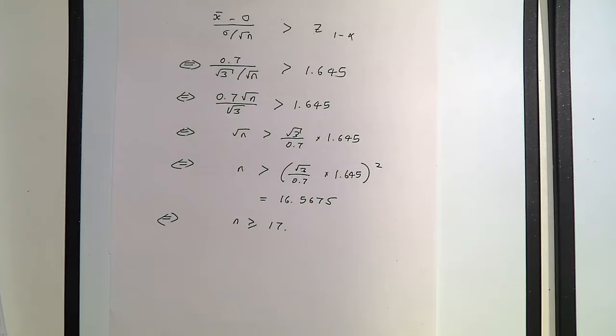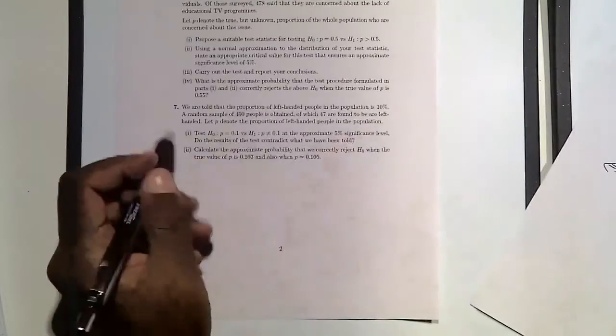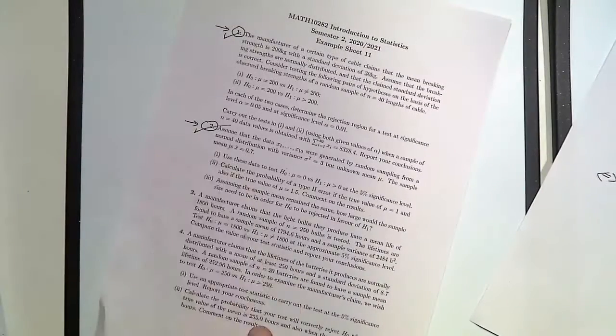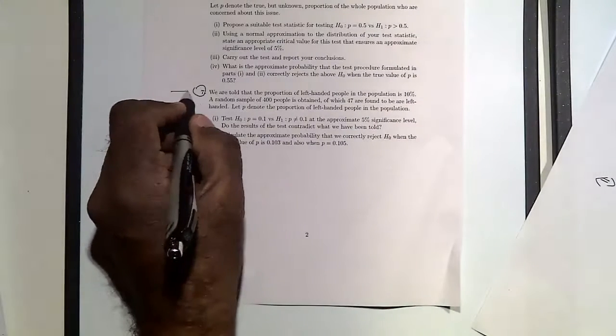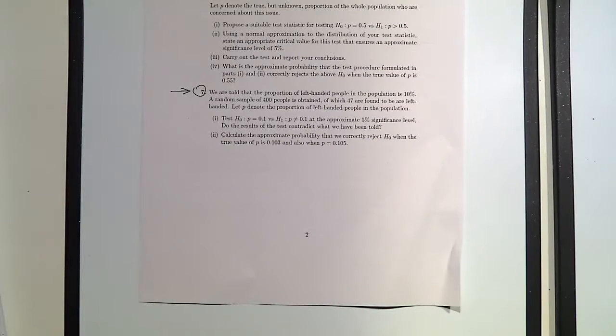Can you now do question 7, please? The other questions are similar. Question 7 is the last question on the sheet. We've done question 1 and question 2. This question is on proportions, so let me show you the rules now and where they are.